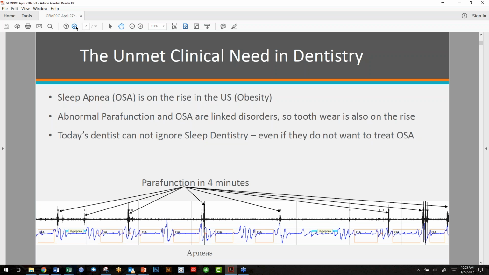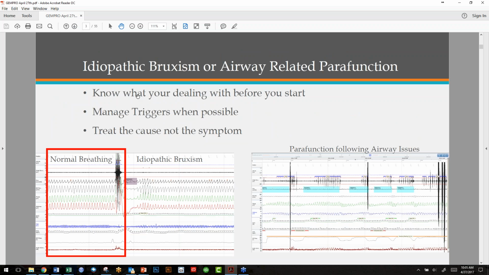And so the temporal association lends credence to the relatively new, now accepted idea that parafunction and airway are related. So this is evidence of it now. The idea that we should not be taking this into account is getting antiquated. We really do need to have a plan for these patients.